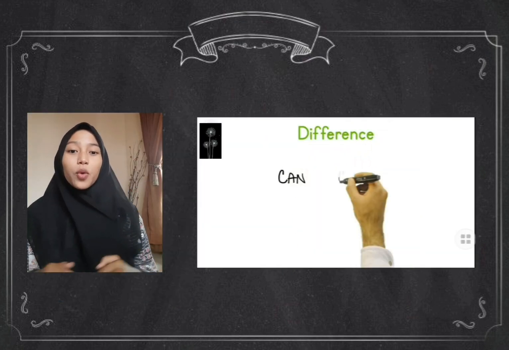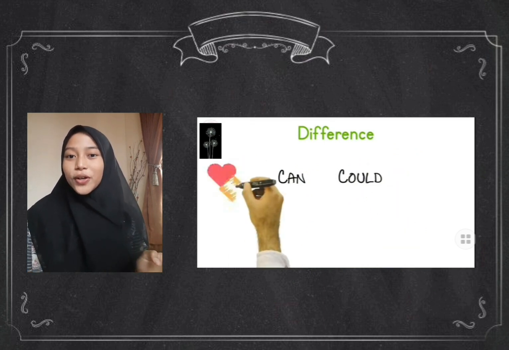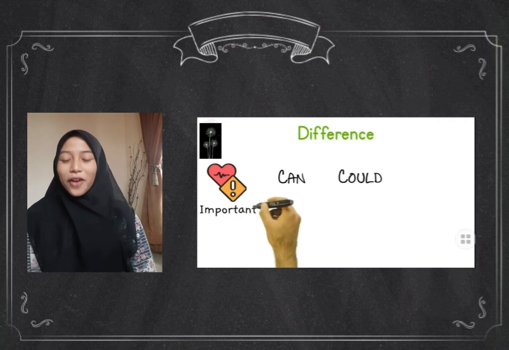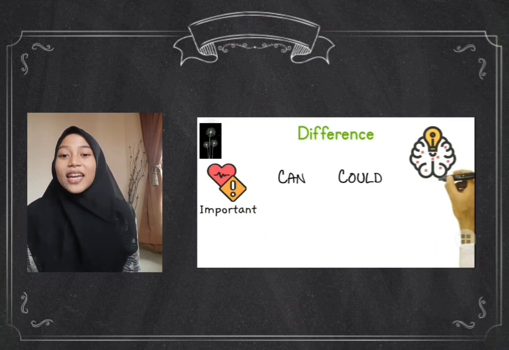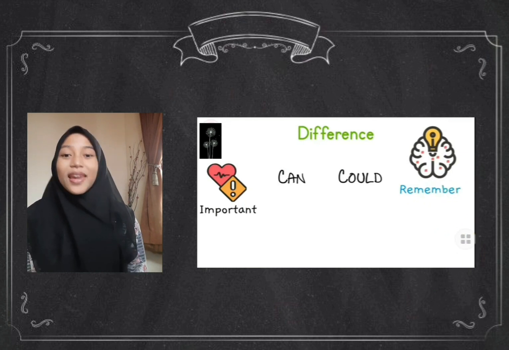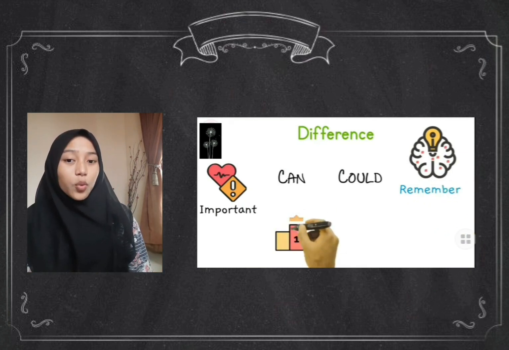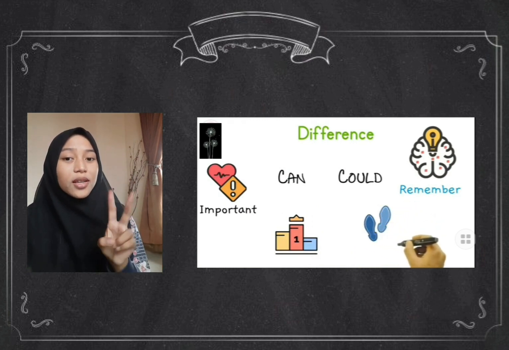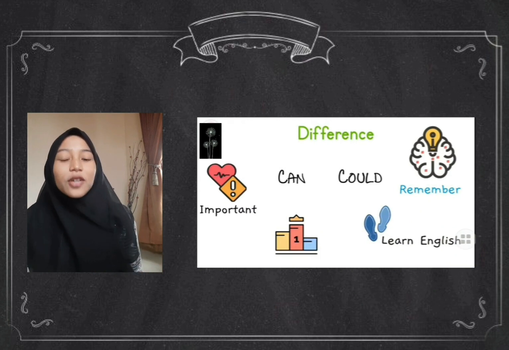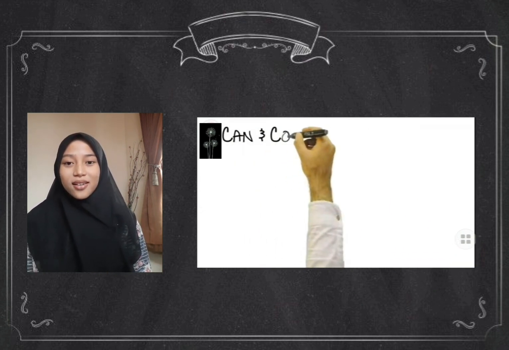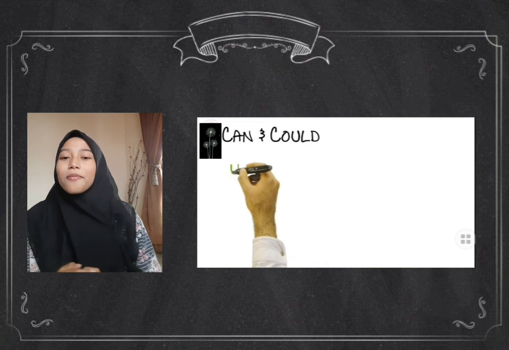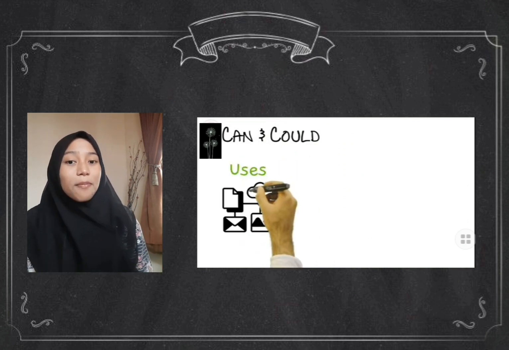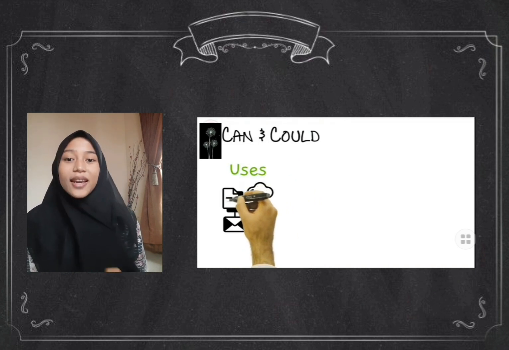Okay, today we will learn about can and could. These two words are very common and important in the English language. Can and could are difficult words to remember. In fact, these two words might be the first thing you learn when you start to learn English. Can and could have many different uses and can be used in many different situations and sentences.